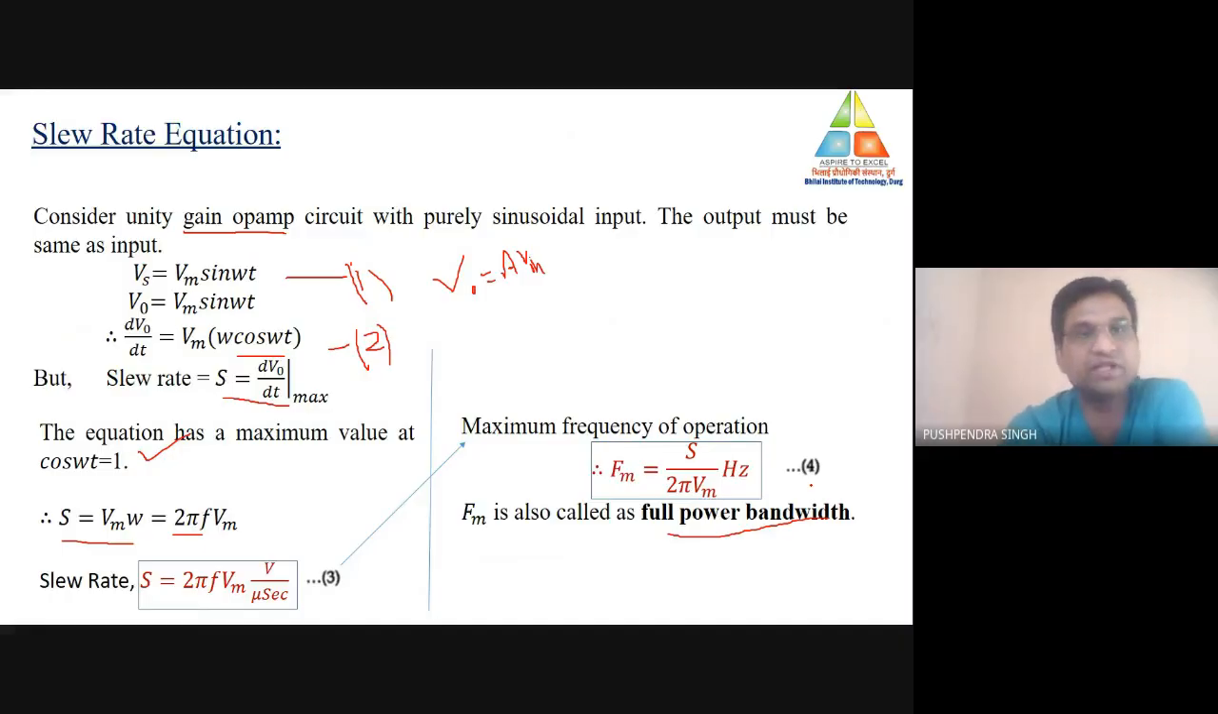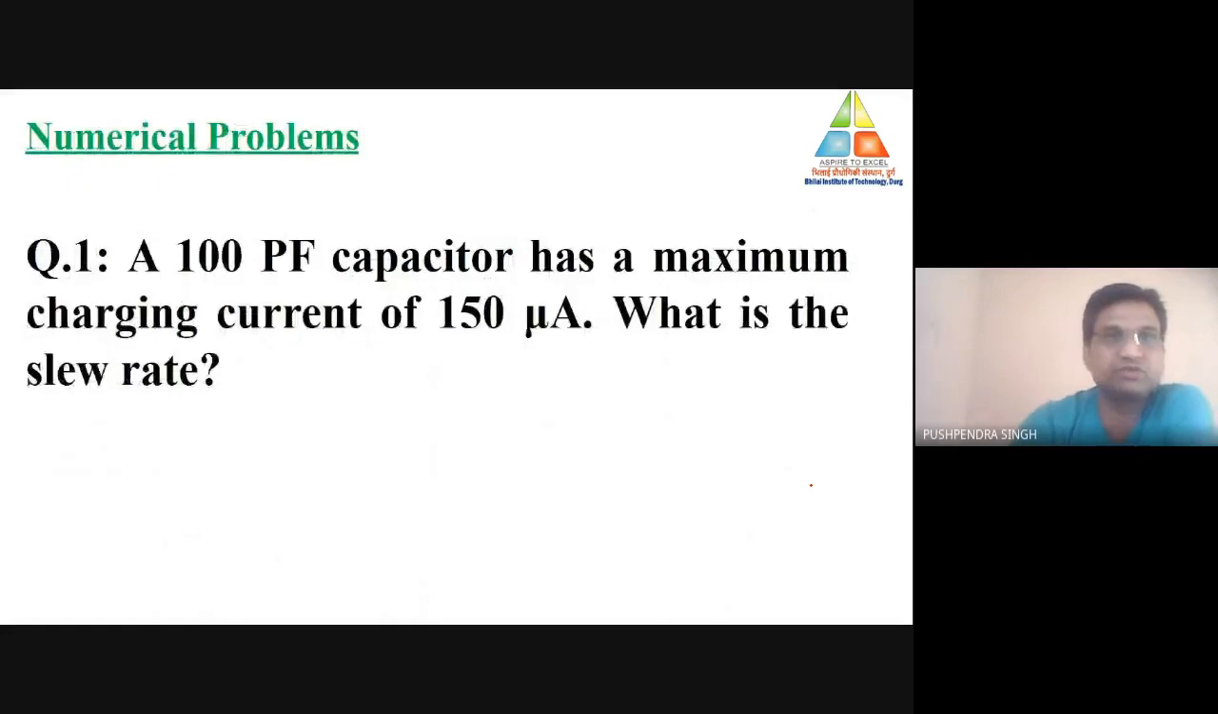So moving further to some different problems related to slew rate and also the CMRR. This is question number 1. In question number 1, a 100 picofarad capacitor has a maximum charging current of 150 microampere. What is the slew rate? So here we need to calculate the value of slew rate. The value of capacitance is given as 100 picofarad and the value of current is given as 150 microampere.